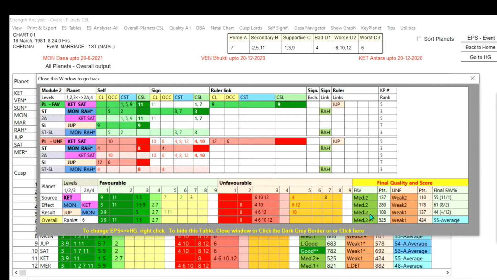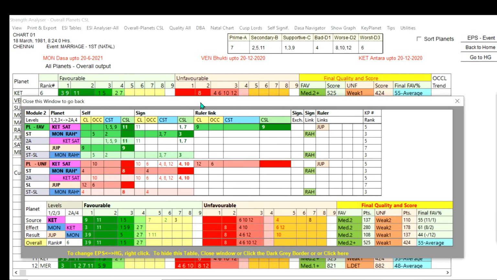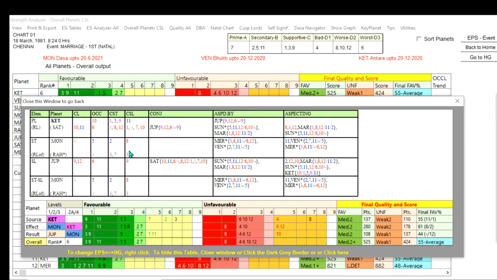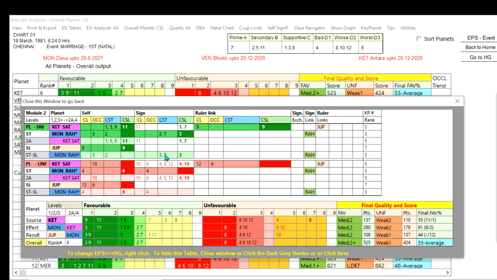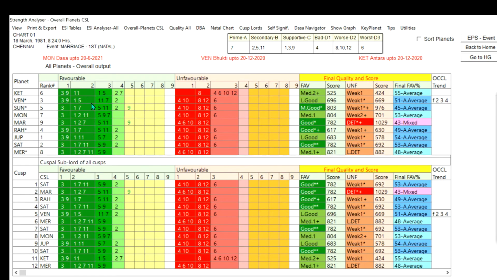The EP analyzer table is given here, and house grouping is also given here, so that you can verify this K2's overall, and level wise also you can check. If you want to check the EPS table, just right click on it. You can see the EPS table appearing or the house grouping table appearing. You can check any of the tables. That will be more useful. So that way each and every planet you can verify, their analyzer table level wise, or their house grouping table or EPS table also.